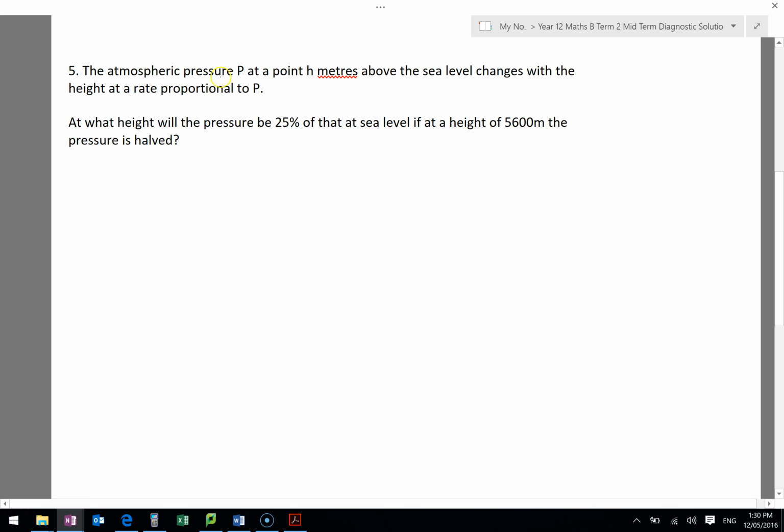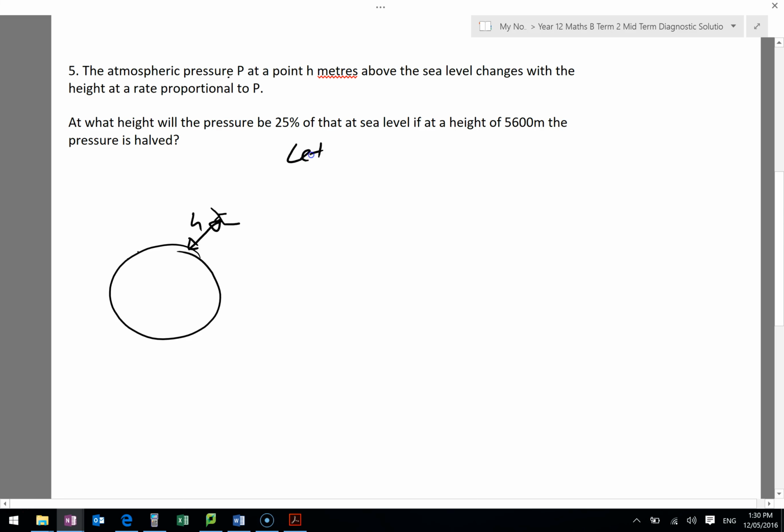The atmospheric pressure P at a point h meters above sea level. So I've got the Earth here. Everything where, imagine we're standing on Earth level all over the place. It changes with the height at a rate proportional to P. So I've got some height here where I'm in my aeroplane, and I'm wondering what the pressure is going to be. The idea is that it changes.